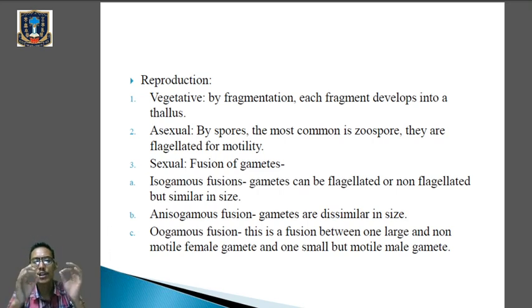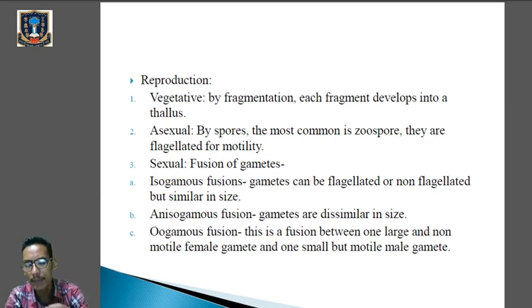Sexual mode of reproduction takes place by the formation of gametes involving the fusion of gametes. In sexual reproduction, first we have isogamous fusion, we have anisogamous fusion, and we have oogamous fusion. Isogamous fusion means the gametes can be flagellated or non-flagellated. They can bear flagella or not, but they will be similar in size. Iso means same. So here the fusing gametes will be similar in size, but they can bear flagella or not.